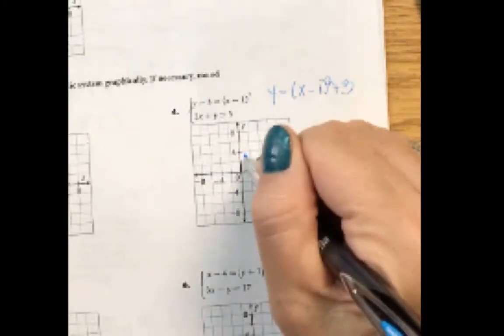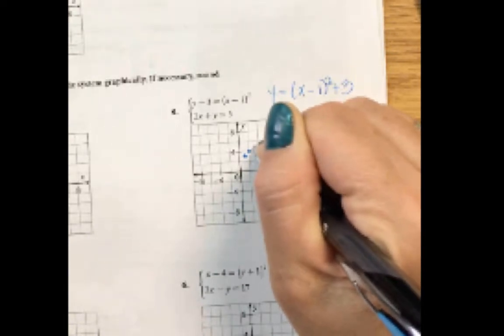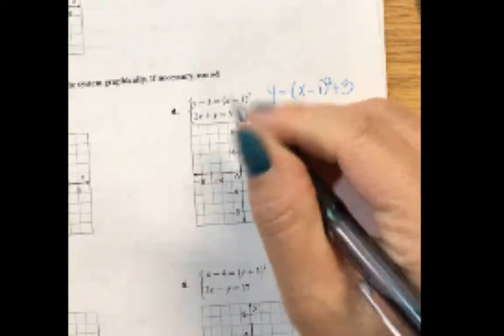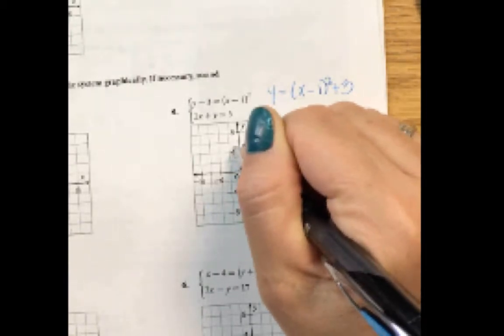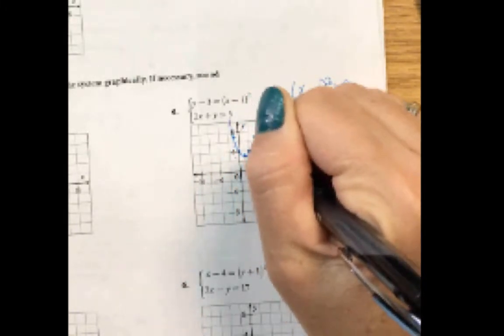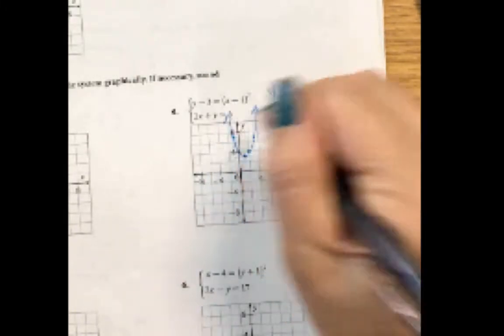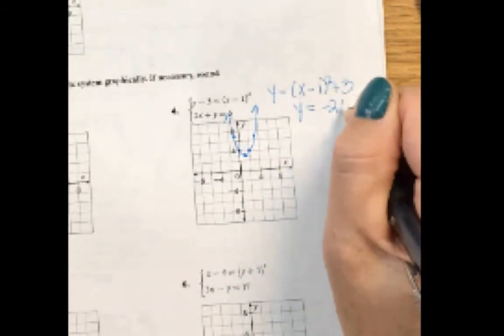It's opening upward, so that means I have points on it like when I go to the right 1, I'd go up 1. When I go to the right 2, I'd go up 4. 1, 2, 3, 4. And then same thing on the other side. When I go left 1, I'd go up 1, or when I go left 2, I go up 4. 1, 2, 3, 4. And that's a parabola that looks like this. Opens up. Okay. Now the line, if I put it in slope-intercept form, is y equals negative 2x plus 5.